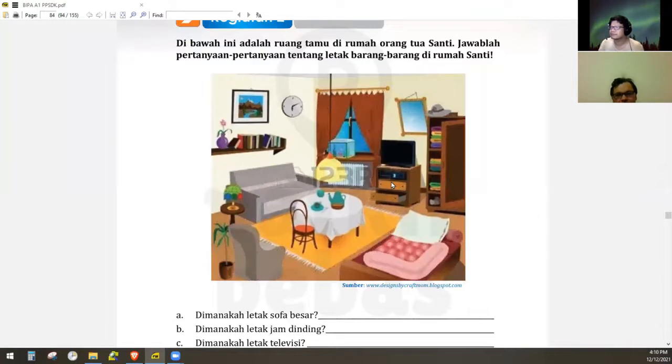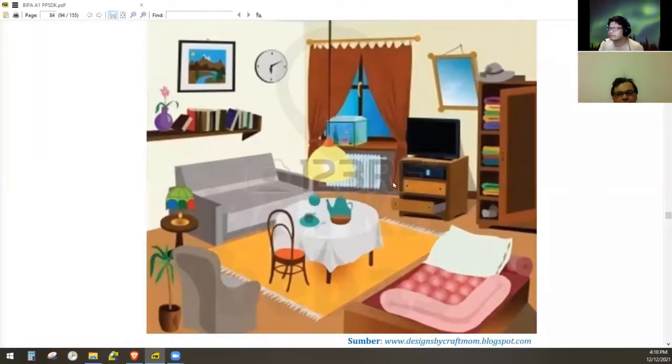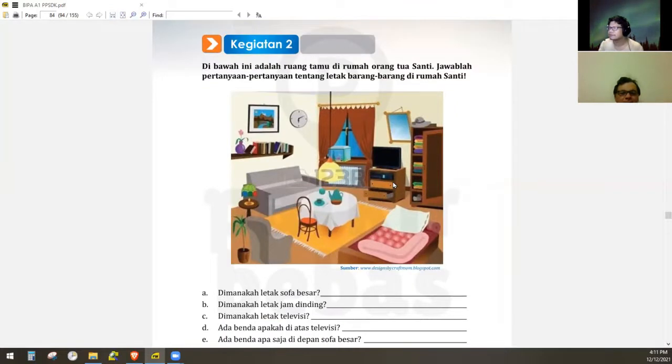Dan down to the kiri, kiri arah jendela. Jendela, di sebelah kiri jendela. Can you repeat that one? Di sebelah kiri jendela, di atau di apa ya?